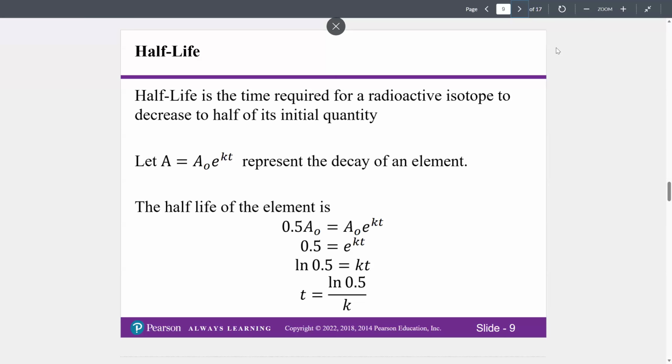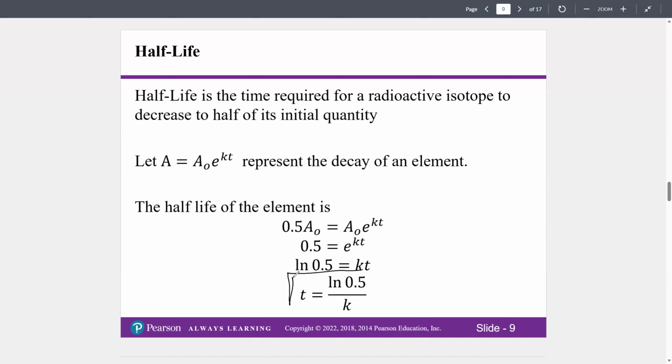So we have some common problems that use exponential growth or decay. So for decay, we talk about half-life frequently. Half-life is the time it takes for a radioactive isotope to decrease to half of its initial quantity. So if we have A equals A sub naught E to the KT representing the decay of the element, then the half-life is when 1/2 of A naught equals A naught E to the KT, which means that 1/2 equals E to the KT. So if I do a natural log, the natural log of 1/2 equals KT.